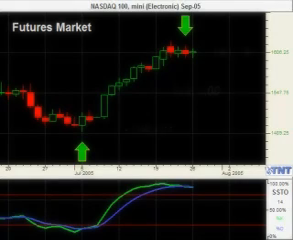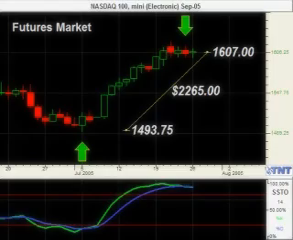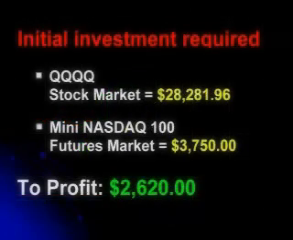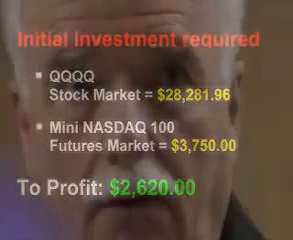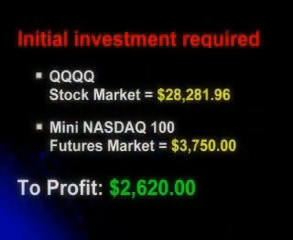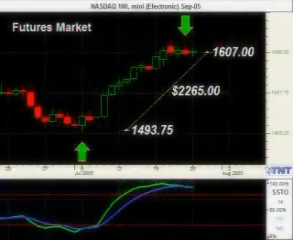The amount of profit on that trade was exactly the same as our example before with the Qs. But take a look at the initial investment amount. Only $3,750. What's that, you say? An initial investment of only $3,750 on the futures market profits the exact same amount as $28,281 on the stock market? An almost 70% ROI.